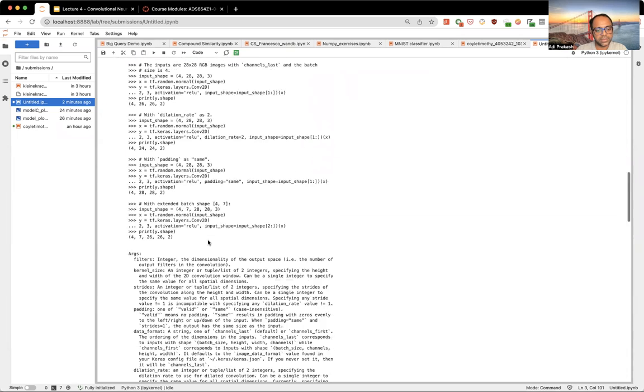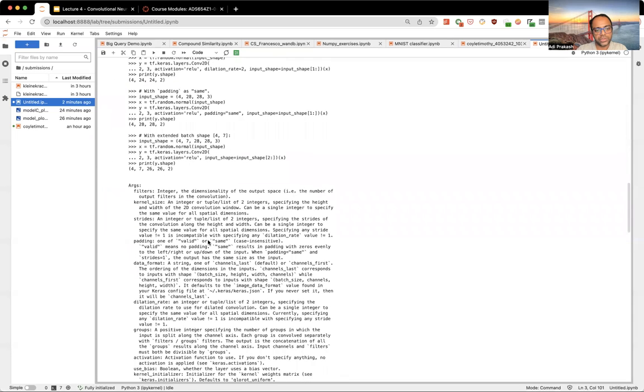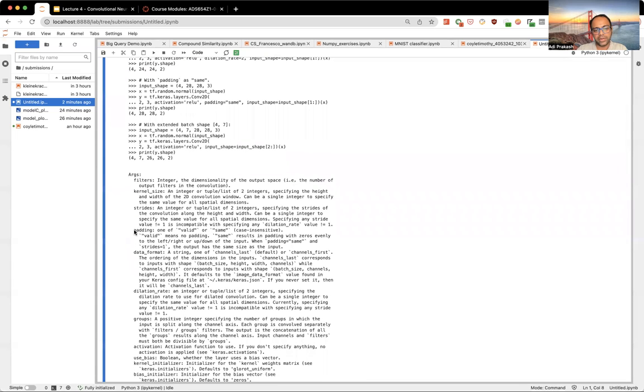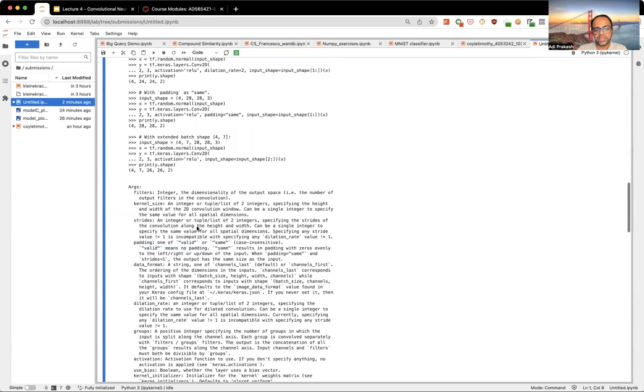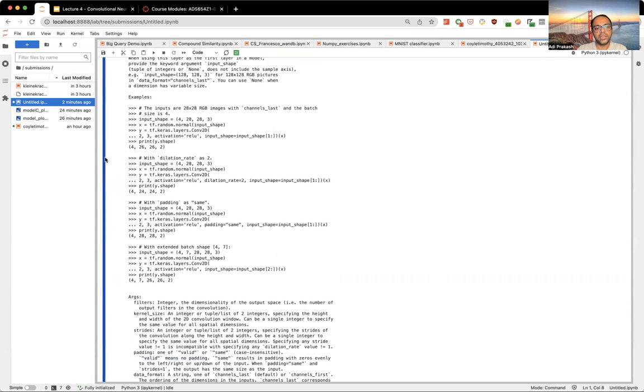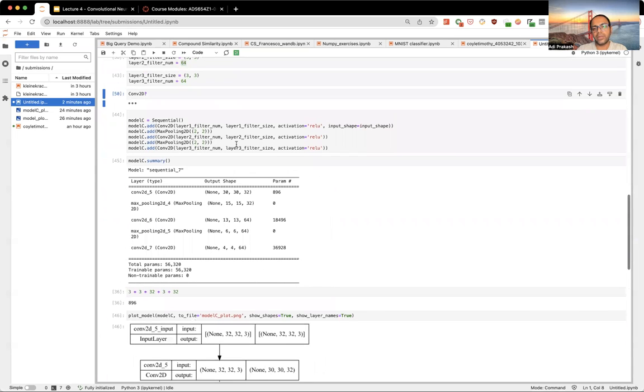You can see here it tells you what type of convolution to do. So you can set padding to one of valid or same. Valid means no padding, and same means the output will be the same size. It means the amount of padding will be automatically determined by the input size.